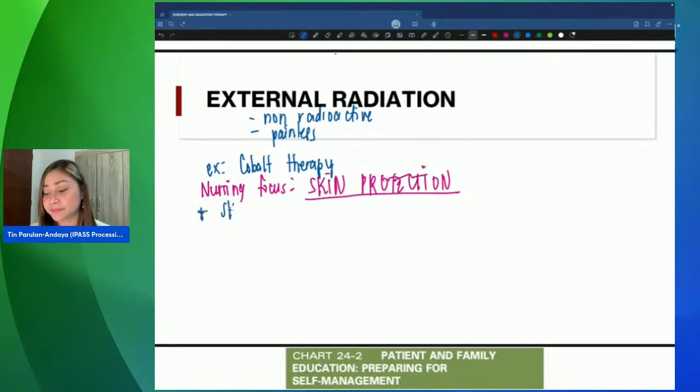Okay, your skincare tips. What are those? NCLEX loves to ask about the skincare tips. It's very important to wash the irradiated area gently with water or mild soap as prescribed. Again, it should be mild soap, only as prescribed by the radiation oncologist. Take note of that one.